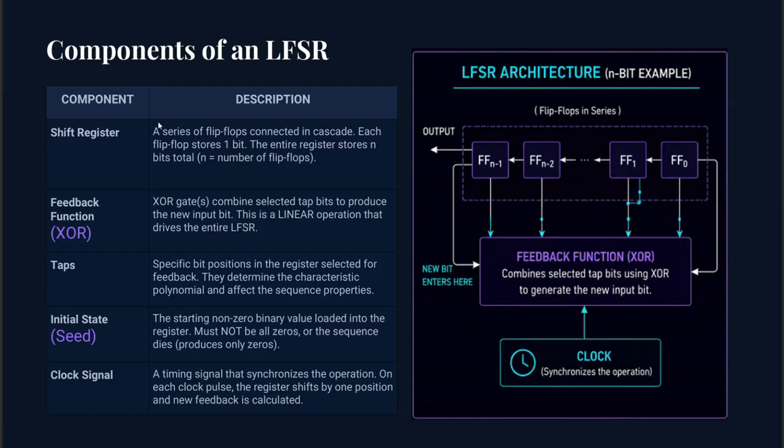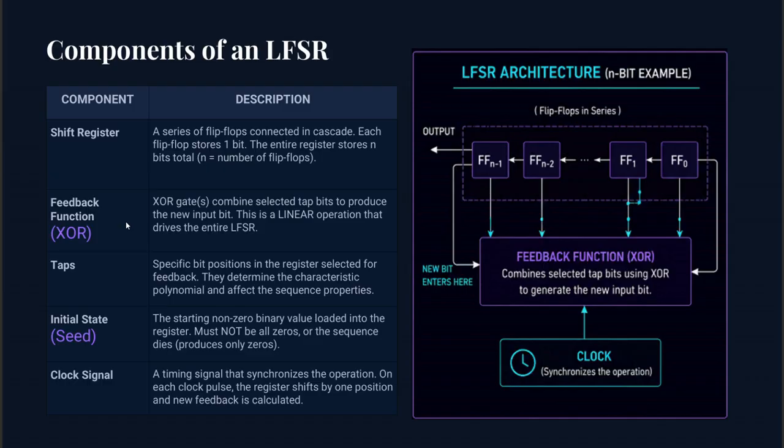Now let us study the main components that form an LFSR. The first component is the shift register itself. The multiple flip-flops are connected in cascade, meaning the output of one flip-flop becomes the input of the next one. Each flip-flop stores one bit. If there are n flip-flops, then the register stores n bits in total.